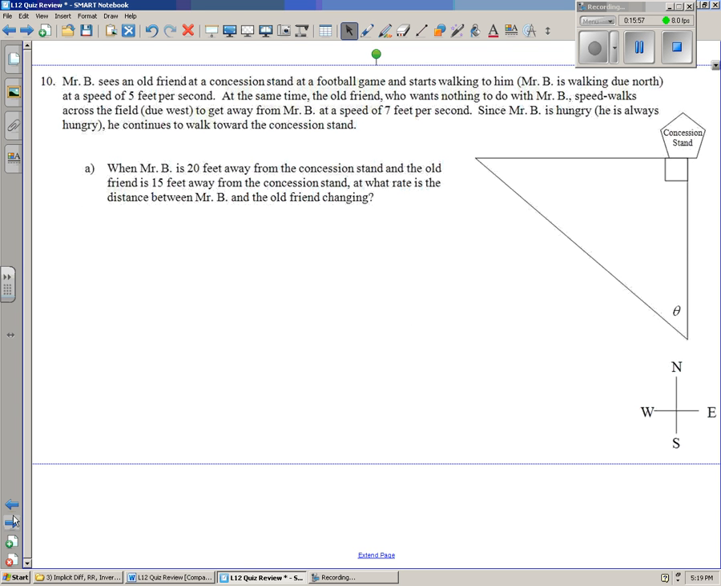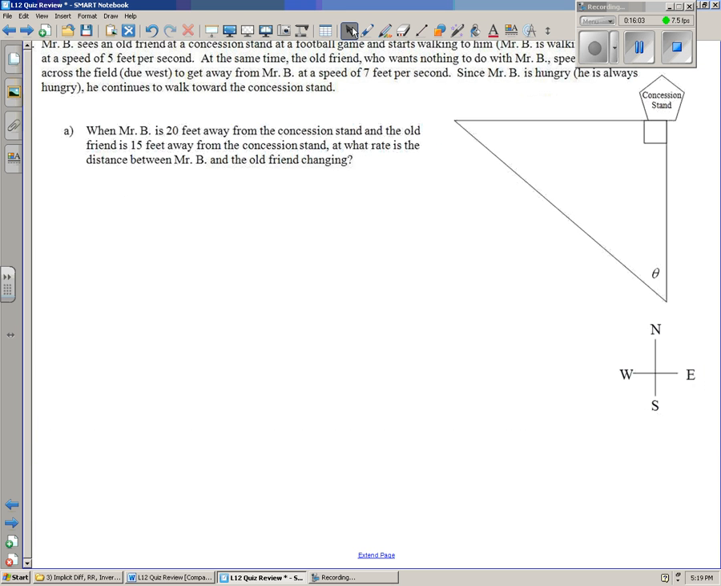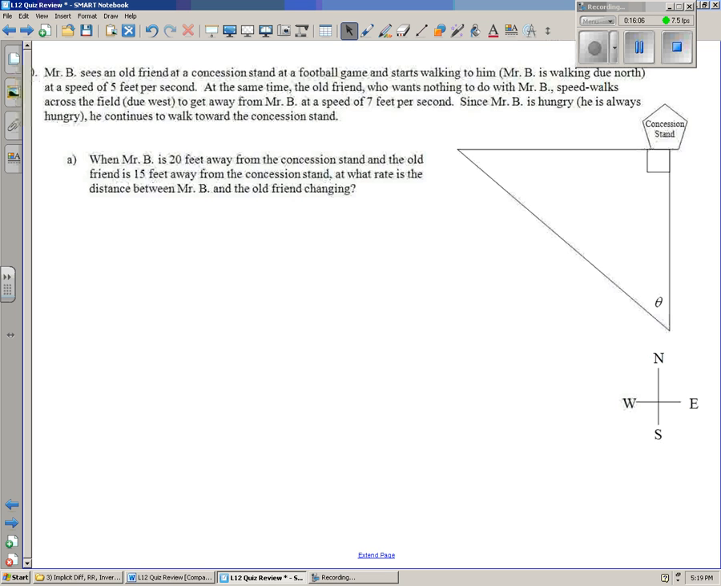Number 10, interesting question. Very similar to the ship question. Mr. B sees an old friend at a concession stand at a football game and starts walking towards him. So Mr. B is walking due north. So this is B for me. At a speed of 5 feet per second.